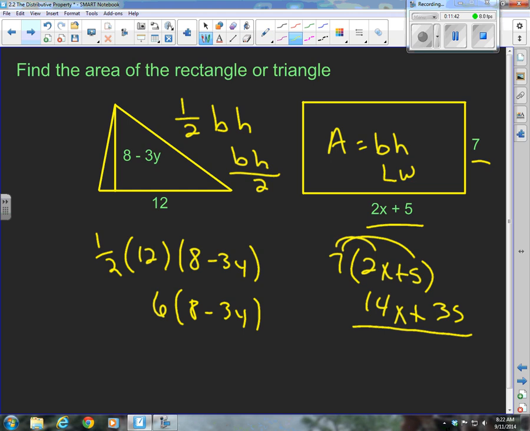Now I can use distributive property. 6 times 8 is 48, minus 6 times 3 is 18y. That would be units squared on both of those, but since we don't have any units, you don't have to write anything. But that is the area, and that is using distributive property.